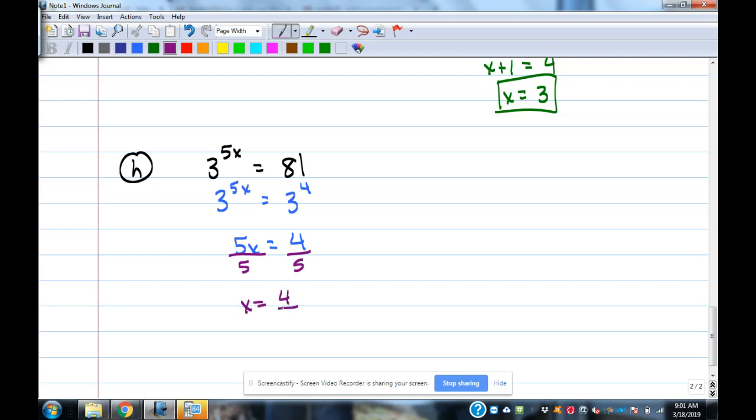And we get a fraction for an answer. And that's quite okay. Because we know when we plug that back in, 5 times 4 over 5 gives us 4. And we know 3 to the 4th power is 81. That's right.